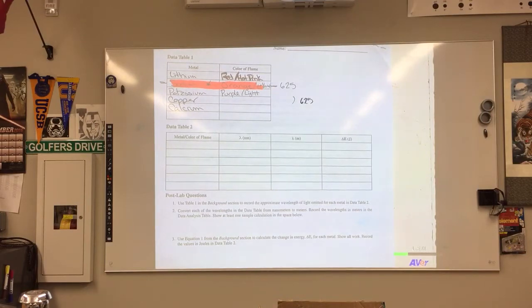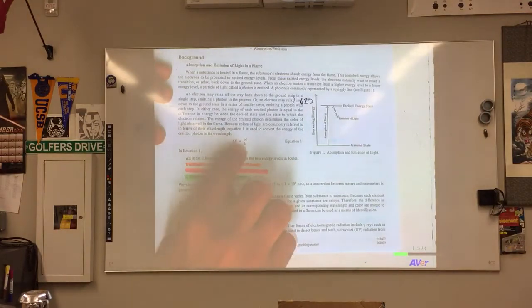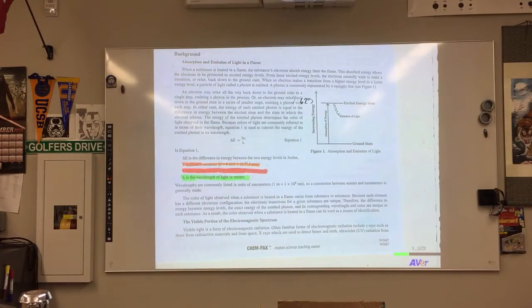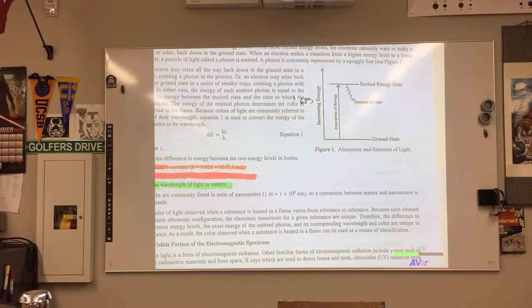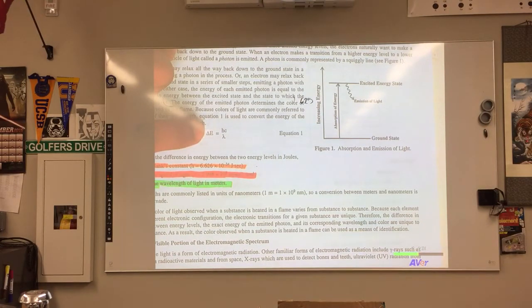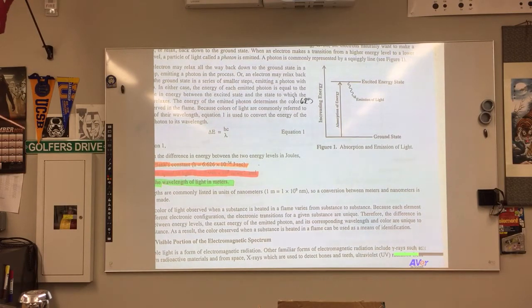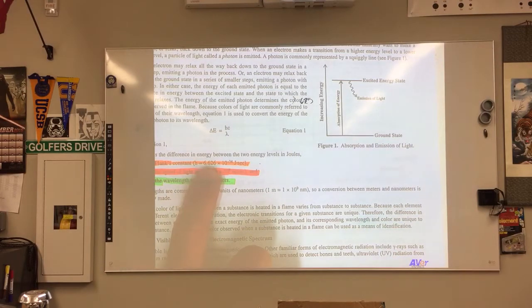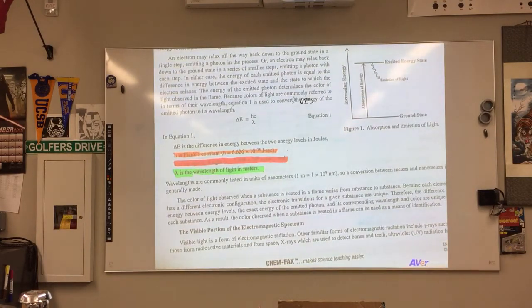In this calculation, we have delta E. The little triangle is delta, which means a change, and the E means energy, so a change in energy. The h is right down here in orange. It says h is Planck's constant. The number is 6.626 times 10 to the negative 34 joule-seconds. That's never going to change. That's always going to be the same.